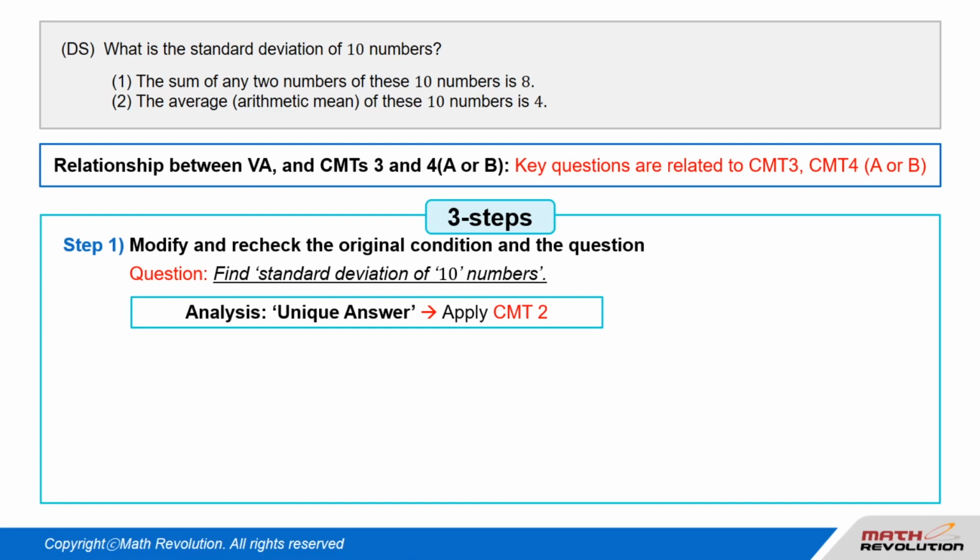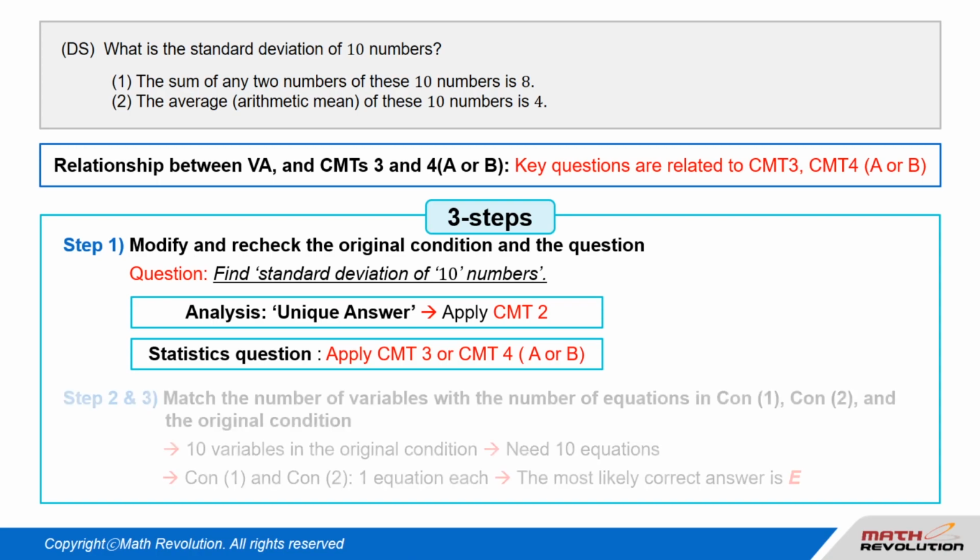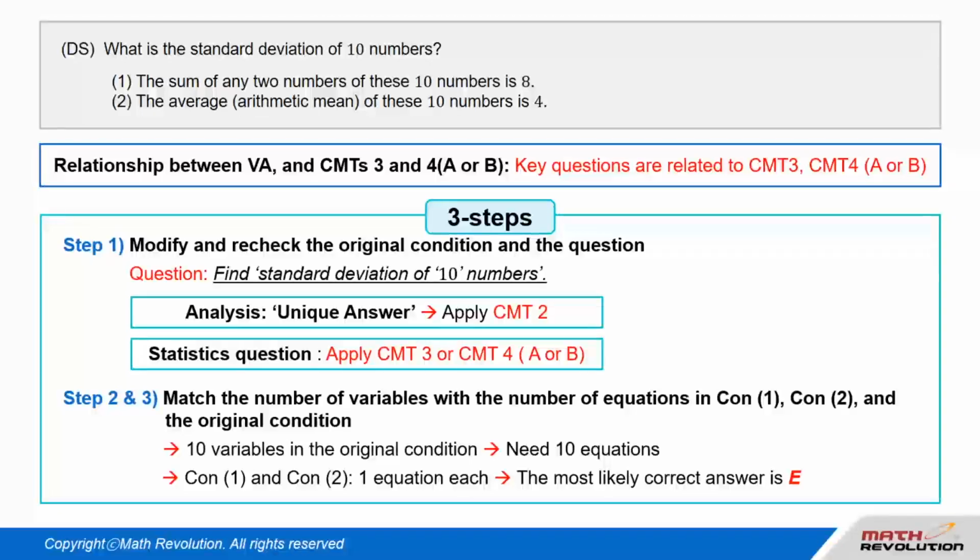Let's also apply CMT 2, which says that we should get a unique value as the answer for the condition to be sufficient. Also, this is a statistics question, and therefore, we will have to apply CMT 3 or CMT 4A or B. Follow the second and third steps.